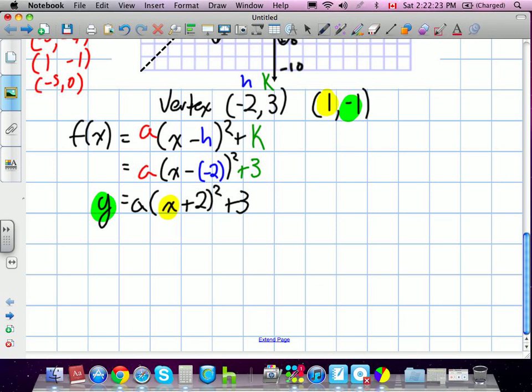So we get -1 is equal to a(1 + 2)^2 + 3. I will simplify what's in those brackets. -1 is equal to 3 squared. Yeah, so we get 9a plus 3. Does that make sense? We move the 3 over, what do we get? Yeah, it becomes 1 subtract 3 is -4 equals 9a.